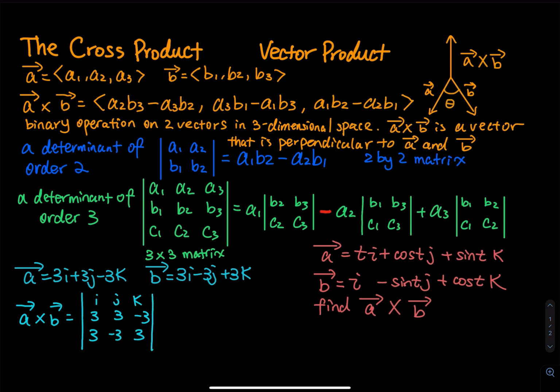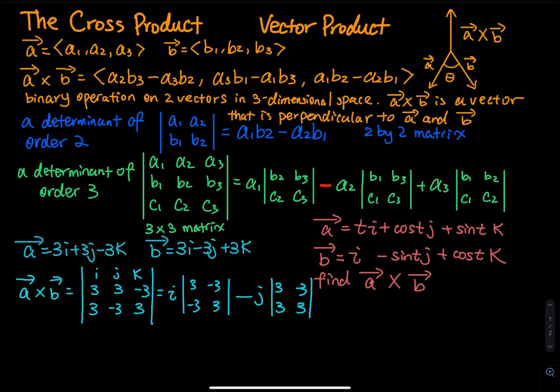All right, and then that is equal to i times what? Where is my 2x2? My 2x2 is right over here. Bring it over: 3, negative 3, negative 3, 3, and then minus j. Where is my 2x2? My 2x2 is right here, this and that. So 3, 3, negative 3, 3. Okay, go ahead, write this down: 3, 3, negative 3, positive 3. And then plus k.